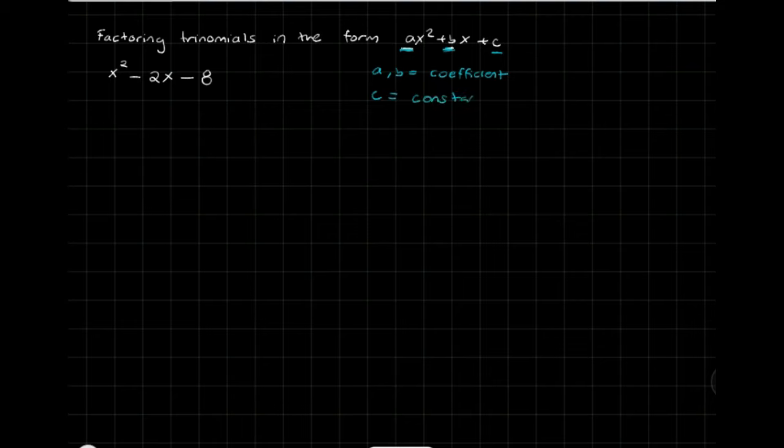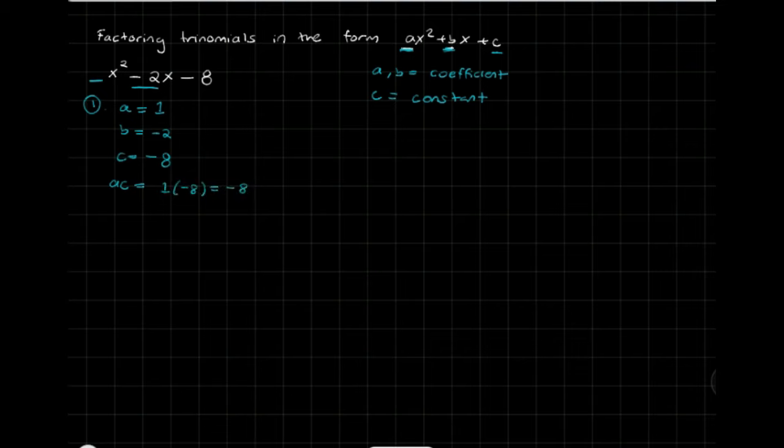Okay, so let's first write down our coefficients and constant. Okay, so a is basically 1. If you don't see a value here, you can assume that's 1. B here is negative 2. And then c here is negative 8. And you also want to write down what the a times c term is. So the a times c term is 1 times negative 8, which is negative 8.